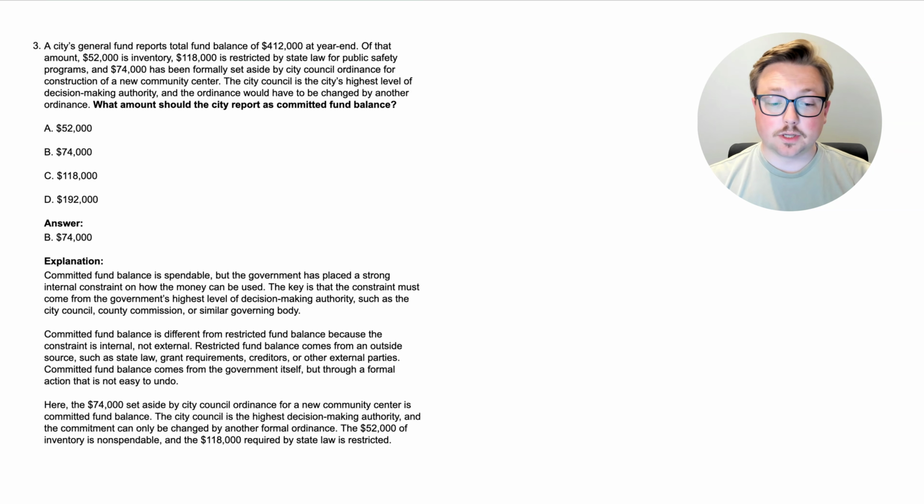The $52,000 of inventory, as we've learned, is non-spendable, and the $118,000 required by state law is restricted, as we learned in the previous question. So we've learned 3 levels so far: non-spendable, restricted, and committed. Now let's go to the next question.